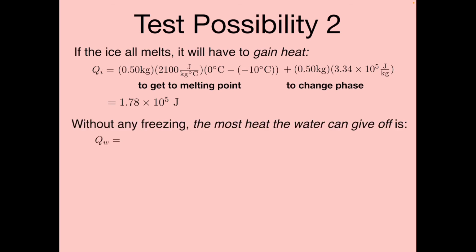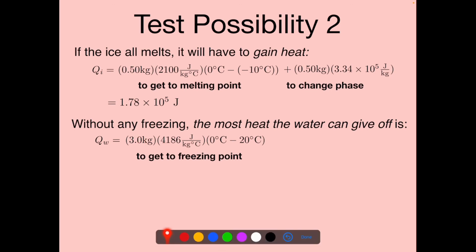Now, we don't want any of the water to freeze because we're imagining in the final state it's all liquid. So how much heat can the water give off without any of it freezing? That's the question we'll ask here. Basically, if we take the water from 20 degrees Celsius all the way down to 0 degrees Celsius, right at the freezing point, it can give off that much heat and none of it will freeze. So we can calculate that heat.